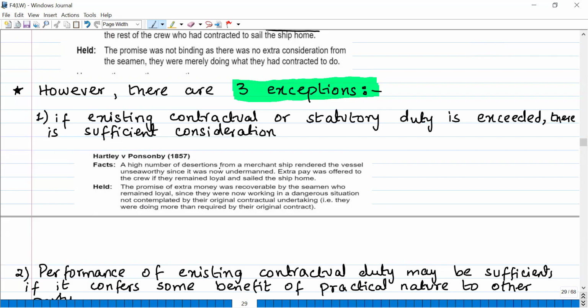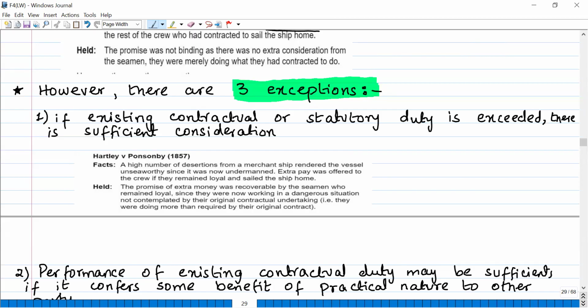A high number of desertions from a merchant ship rendered the vessel unseaworthy, since it was now undermanned. A very difficult technical language is used. Desertion means people leaving the ship. Rendered means caused the vessel unseaworthy, unfit for sea voyage, because it was now undermanned. So what happened was, there was a ship, and a high number of the staff refused to sail the ship to the destination, and they left the ship. Now only a few members were left. The ship was undermanned. The labor got reduced, and only a few members were left.